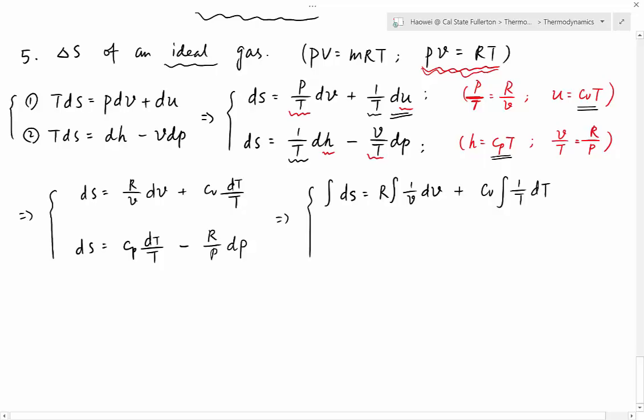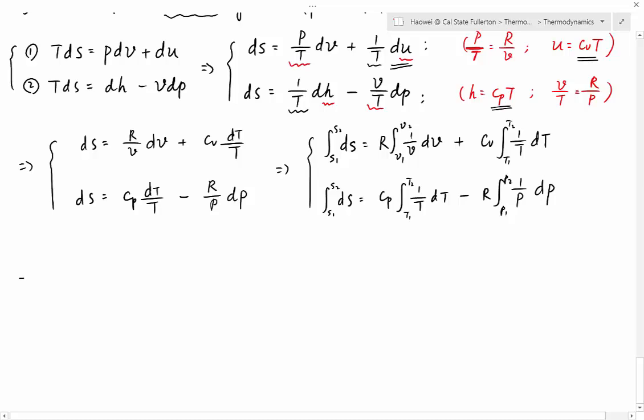And then repeat for Gibbs equation number 2. Cp is constant, take Cp out of it, what is left is 1 over T dT minus R integral 1 over P dP. Okay, so now this is the integration, and then we can add the limits. Start from s1 to s2, and this is nu1 to nu2. This will be T1 to T2. Same thing again, s1 to s2, T1 to T2, P1 to P2.